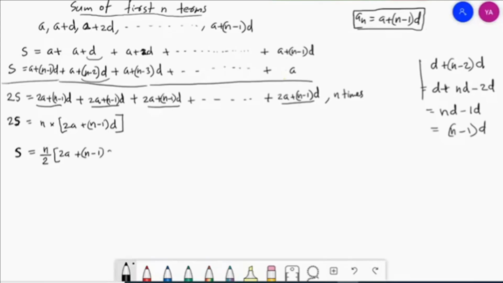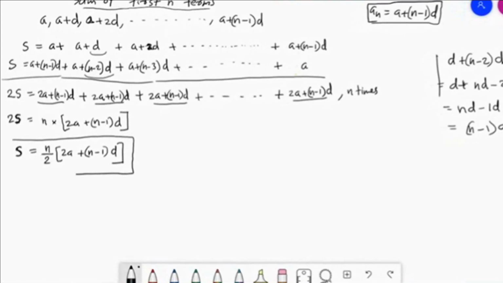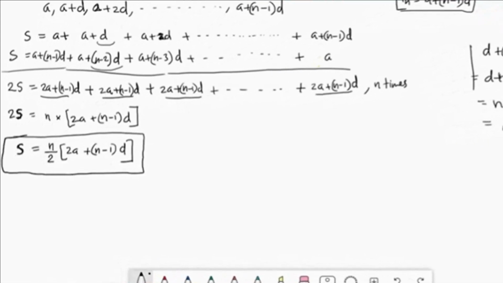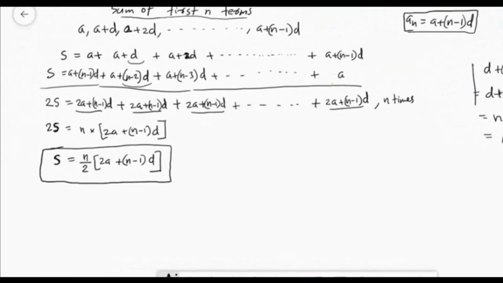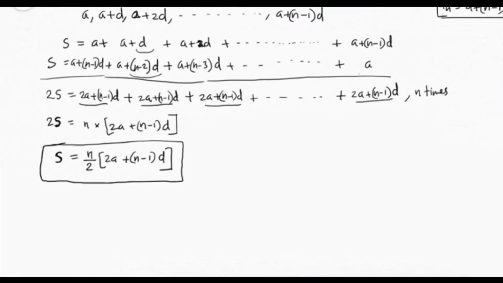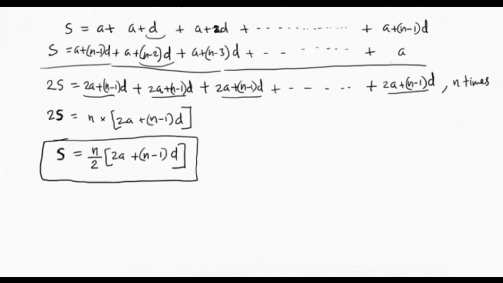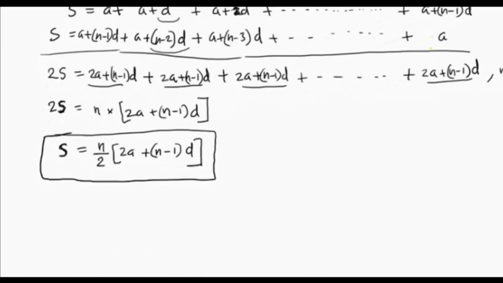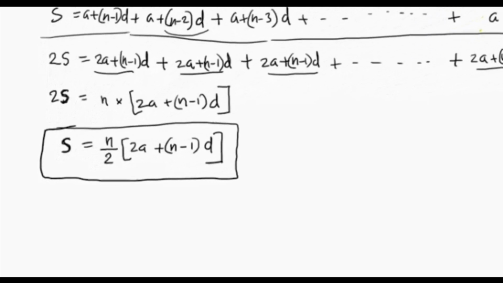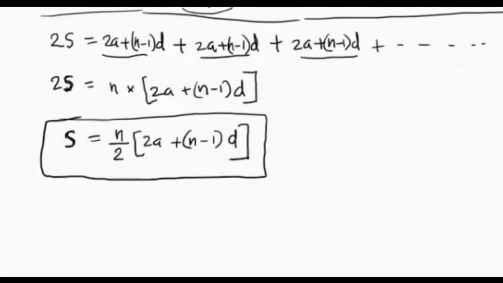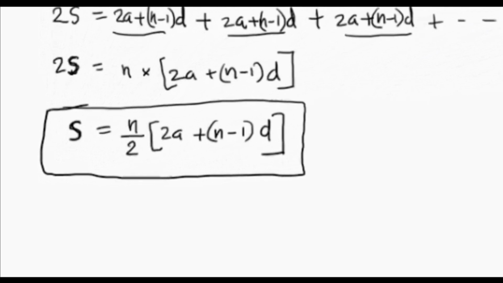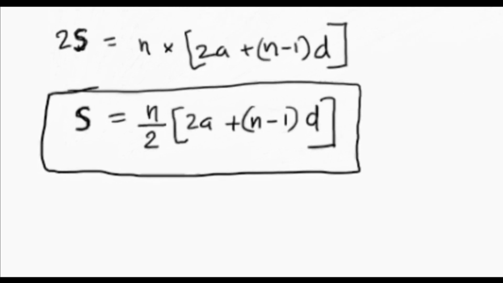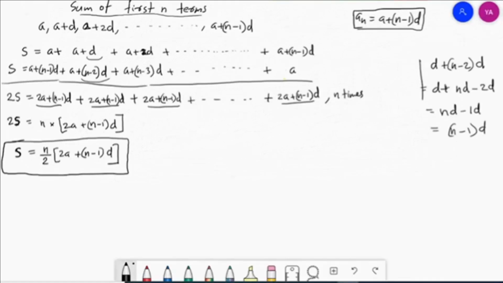So we got the formula. This is the formula to find the sum of first n terms of any arithmetic progression: S is equal to n by 2 times 2A plus n minus 1D. So n minus 1 times the common difference is added to twice the first term, then we take n by 2 times that sum, and you will get the sum of first n terms. You can also write this as Sn. Sn means the sum of first n terms.